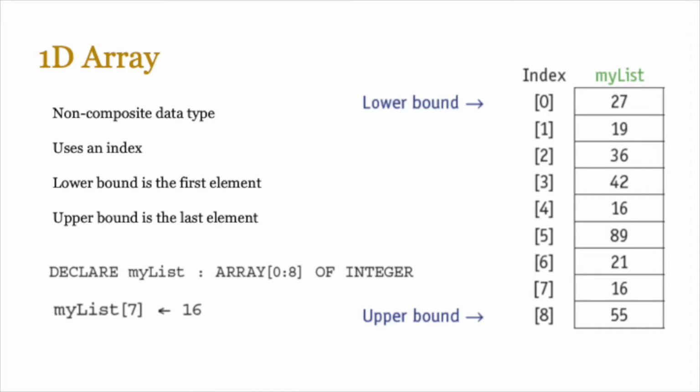So in pseudocode, we'll declare an array by simply saying DECLARE MyList : ARRAY. In the brackets, we give the dimensions of the array, so 0 to 8, and this is going to be of type integer, so we say OF INTEGER. Similarly, if you want to assign a value to an element in that array, we simply say MyList, square bracket 7, and then we assign a value of our choice to it.